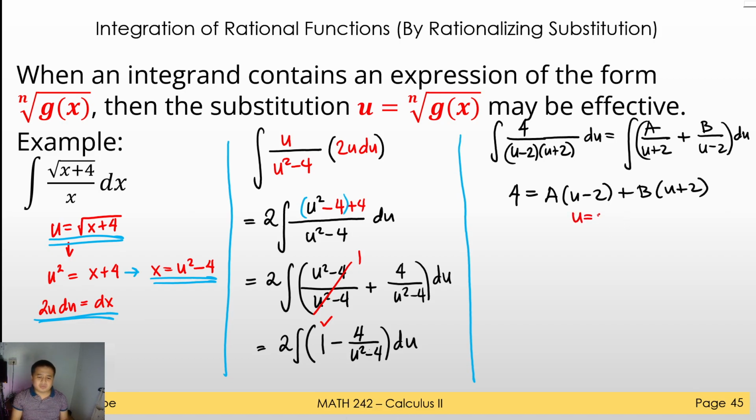Okay, so if u is equal to 2, we'll just save the time, you have b is equal to 1. And then if u is equal to negative 2, this will cancel out. So negative 2, so negative 4, so a is negative 1.